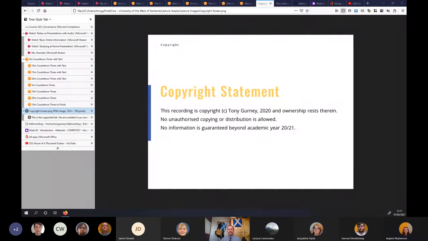All right. This, as you know, is governance, risk, and compliance. Today is just an introduction. So what I'm going to do is take you through what governance, risk, and compliance actually is, what it is you're going to have to do, and what you're going to have to come up with for the assessment.